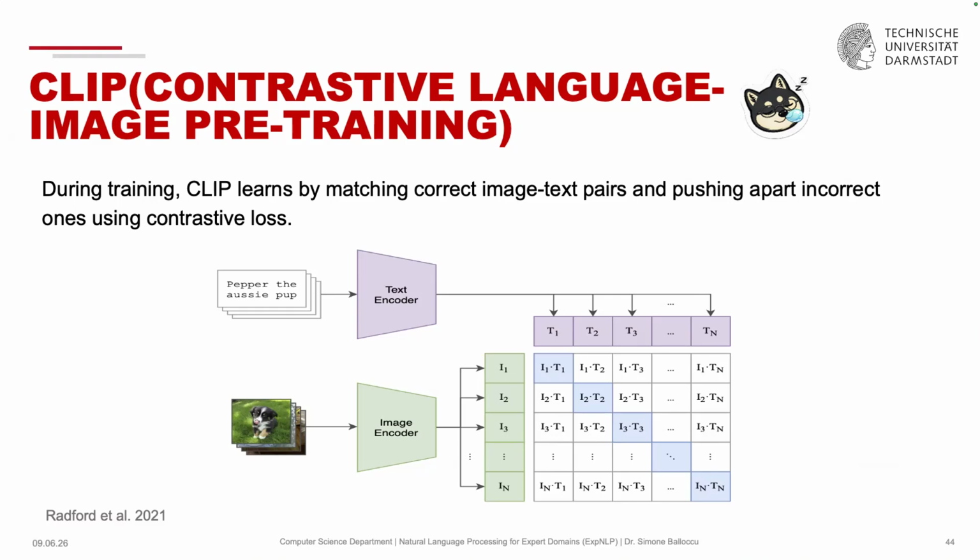And at the end, what you get is a text encoder that is really good at getting a meaningful embedding out of the text, and an image encoder that is good at getting an embedding out of an image. And usually they are widely used in downstream tasks.